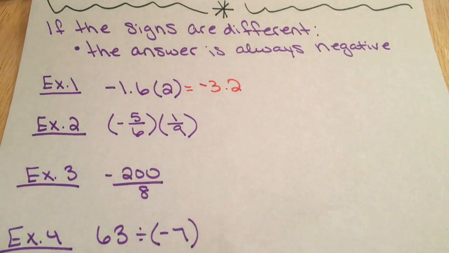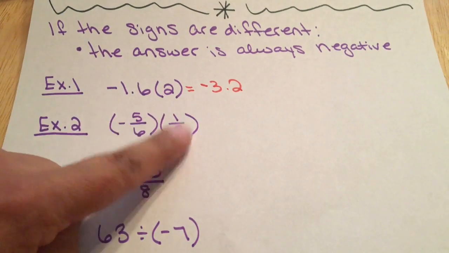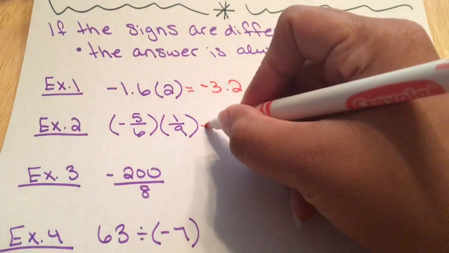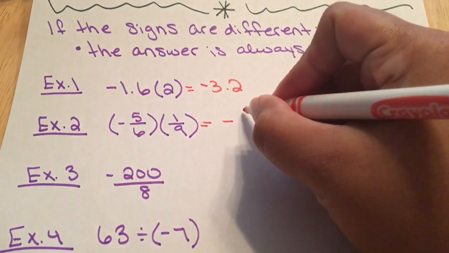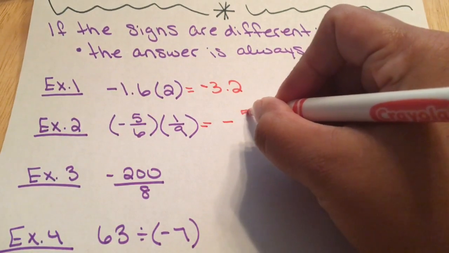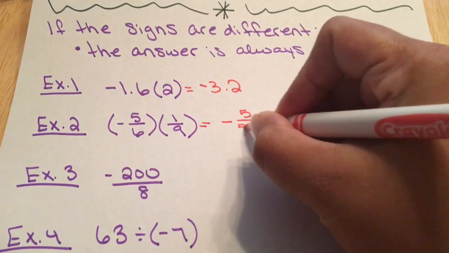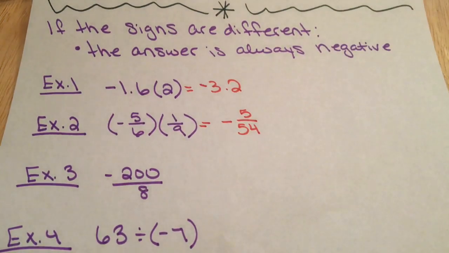Okay. On example 2, we have some fractions here. We have -5/6 times a positive 1/9. Again, we have a negative and a positive. Our two signs are different. Therefore, I already know my answer is going to be a negative. And then I'm just going to go ahead and multiply those fractions right through. 5 times 1 is 5. 6 times 9 is 54. So our answer is going to be -5/54.